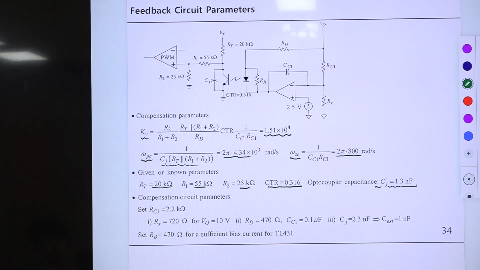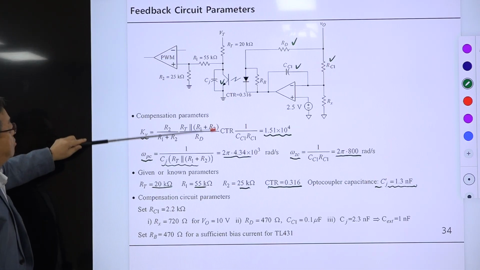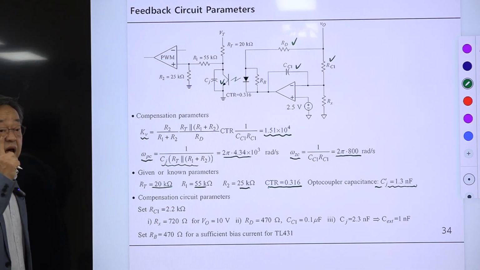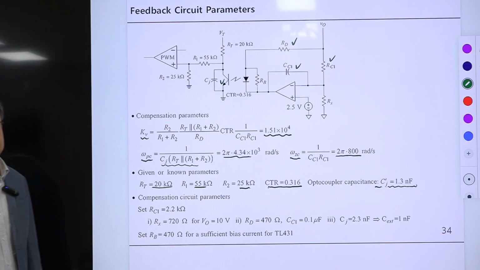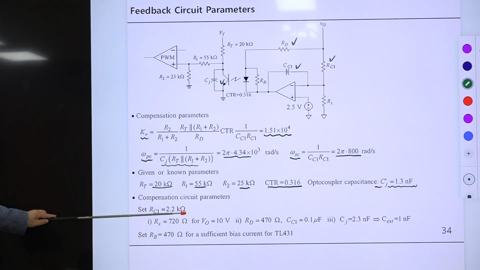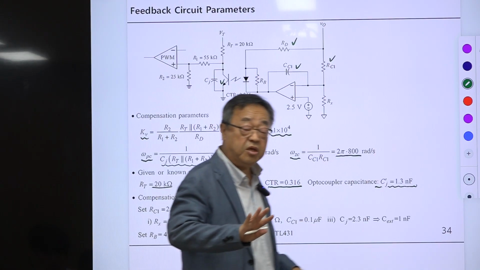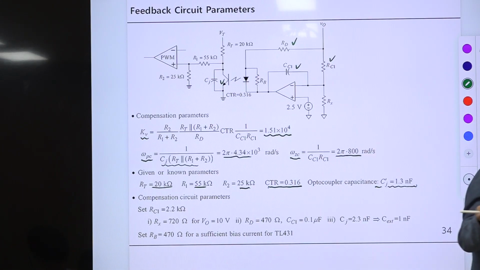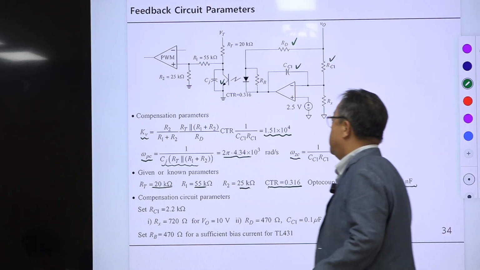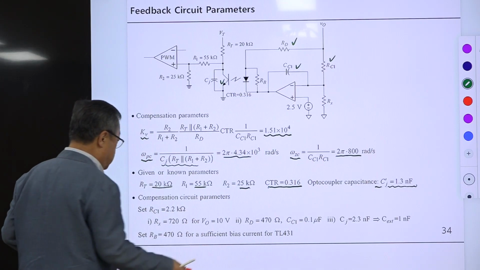Okay, so then we should determine the remaining 1, 2, 3, 4, but we only have 3 equations. So unknowns are 4, but we have three equations. Then you select one arbitrarily, not arbitrarily, some reasonable number. So maybe 2.2K is okay. This is a standard resistor. Don't select something very small or very large. So maybe 10 kilo ohm is okay, or 2.2. This is a standard resistor, so I selected this.